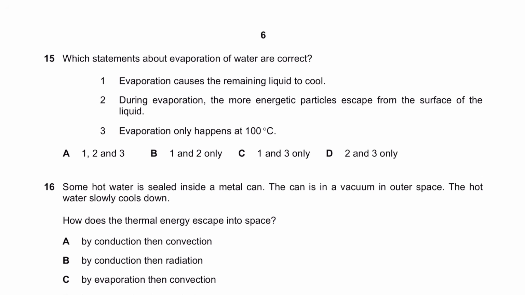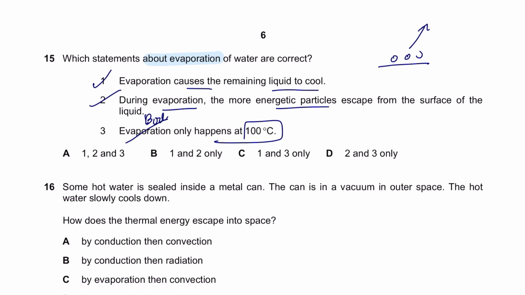Question 15. Which statements about evaporation of water are correct? Evaporation causes the remaining liquid to cool, yes. During evaporation, the more energetic particles will escape the surface of the liquid, correct. Evaporation only happens at 100 degrees Celsius is wrong because that is boiling. So your answer is B.